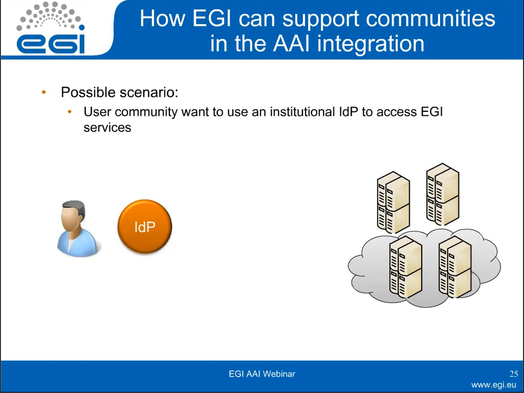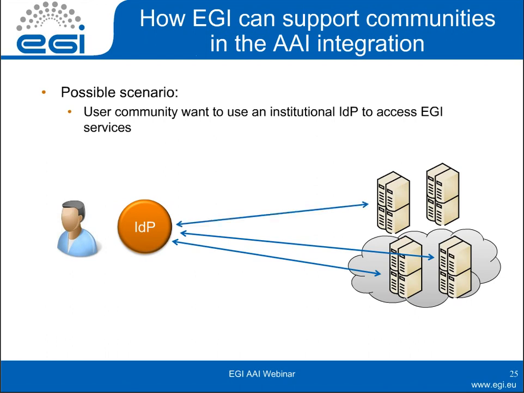Well, this is not as easy, because there will probably be a need for some bureaucracy, some agreement at the moment between the IDPs and the services provided by EGI. And services may be provided by really every single site, so there is a need to put some effort, sometimes a lot of effort, into all the paperwork, to build the trust, to make sure that the service provider can access the identity provider and get some attributes if needed.